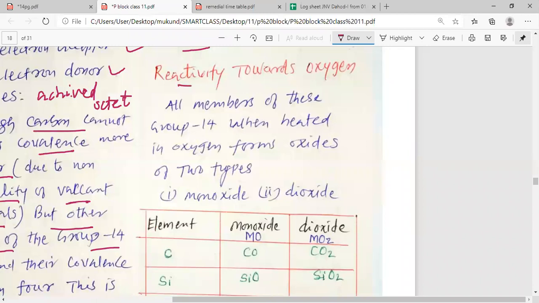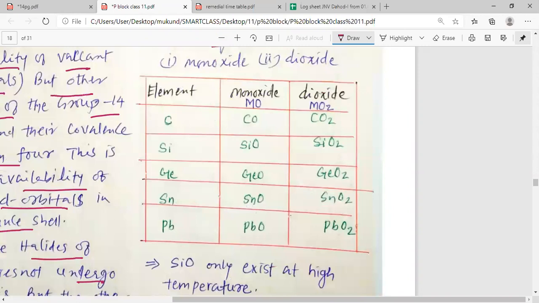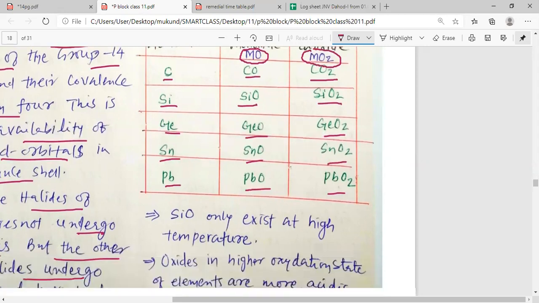Now, dear students, we want to study reactivity towards oxygen. All members of group 14, when heated in oxygen, form oxides. These group 14 elements make two types of oxide. One is the monoxide, another is the dioxide. The general formula for the monoxide is MO. The general formula for the dioxide is MO2. Thus, carbon forms carbon monoxide and carbon dioxide. Silicon forms silicon monoxide and silicon dioxide. Germanium forms germanium monoxide and germanium dioxide. Tin forms tin monoxide and tin dioxide. Lead forms lead monoxide and lead dioxide.